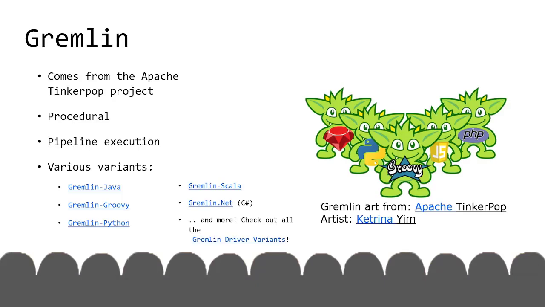Now let's talk about Gremlin before we get into the queries. What is Gremlin? So Gremlin comes from the Apache TinkerPop project. It is a procedural language which does pipeline execution, so it's going to be read from left to right. It has various support for the language in other languages, so you can use Gremlin with Java, Groovy, Python, Scala, C#, and more.